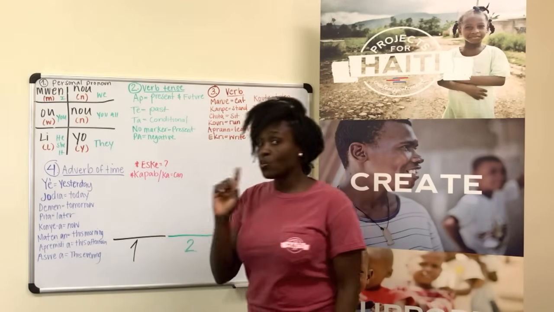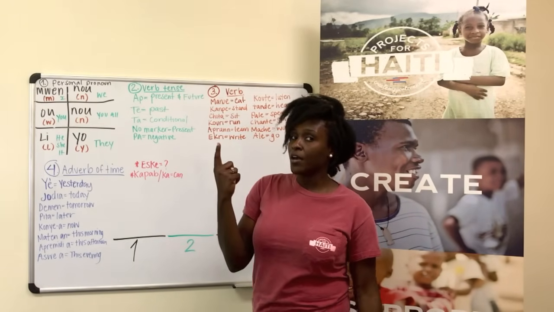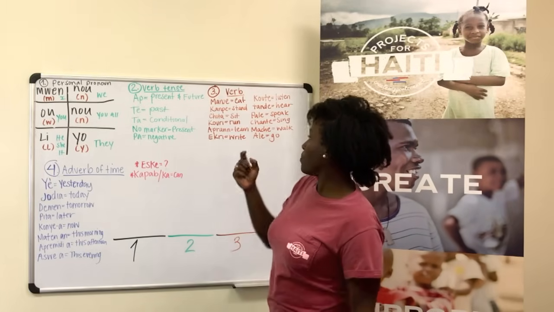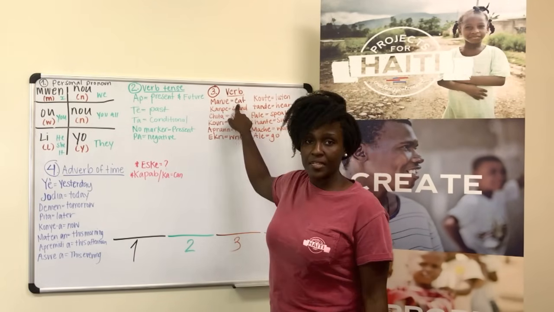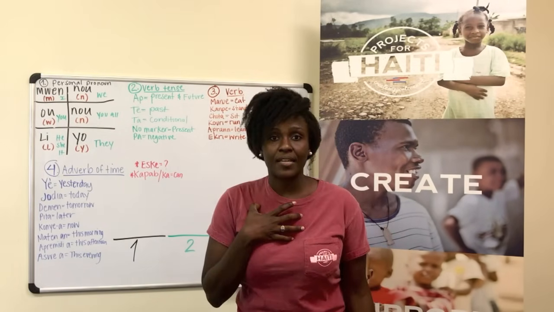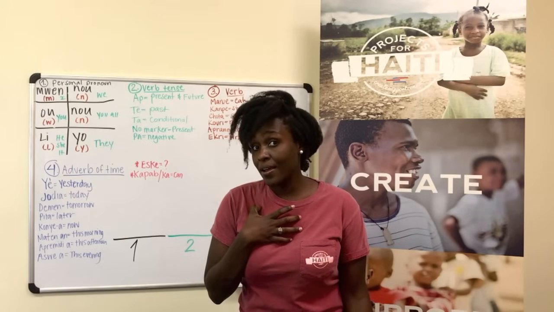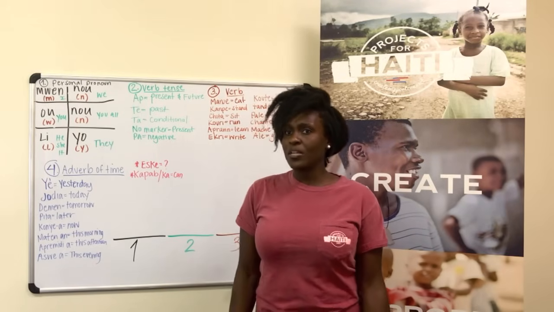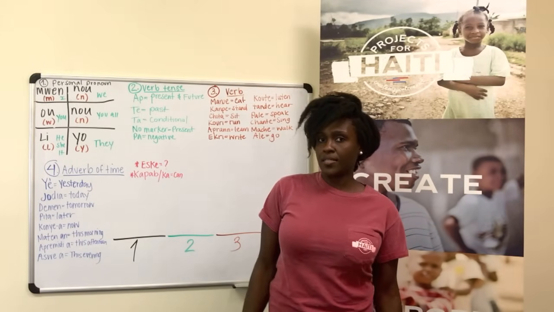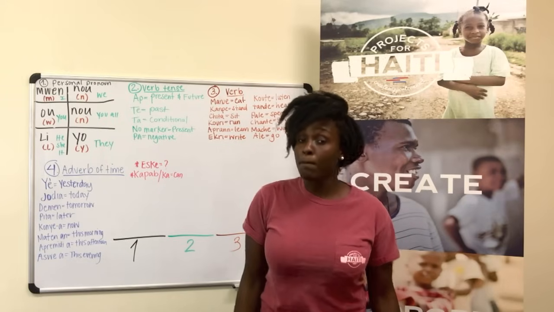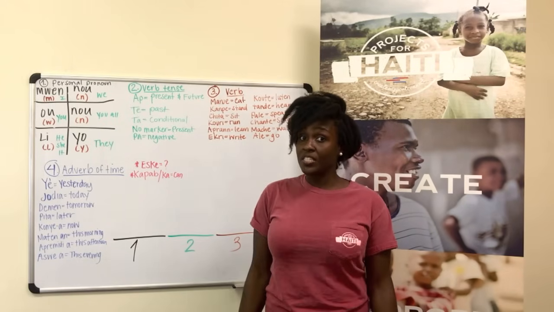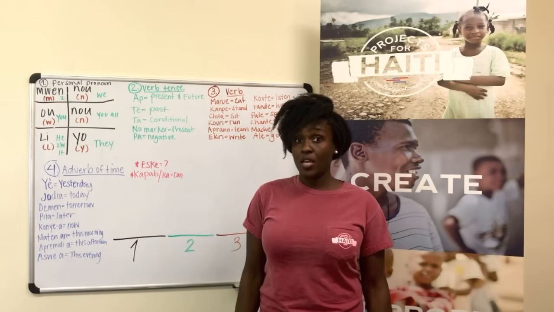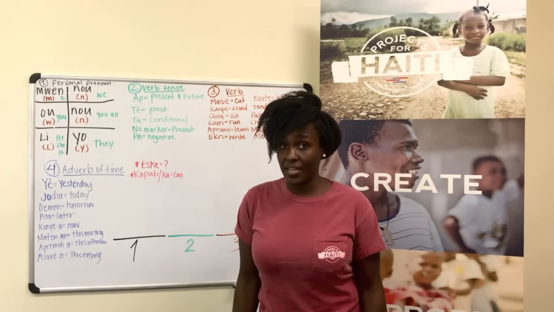Now we could play around a little bit with this. I'm going to jump ahead and teach you one verb. Manger means to eat. So if I want to say I eat, I would say moi manger. If I want to say he eats, li manger. If I want to say they eat, yo manger.